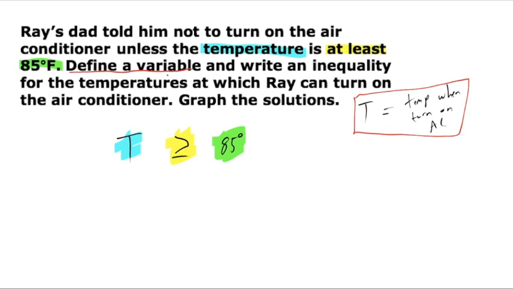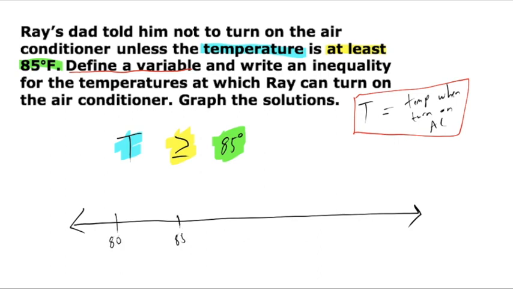The first part was to define the variable, which was t. We said what it actually equaled. Then we wrote an inequality. So now I just need to graph the solution. I'm going to use a number line. I'm going to start this number line over here with 80. Here's 85. So I went by 5s.